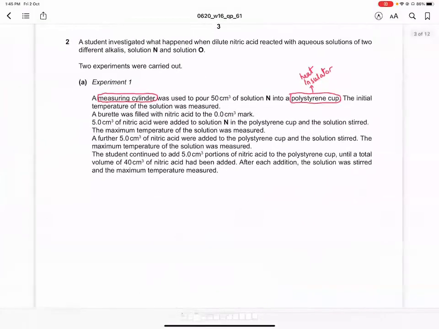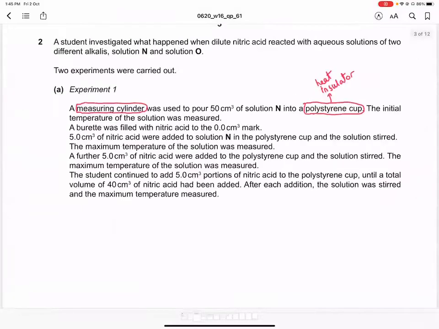Okay, question 2 is investigated. What happened when dilute nitric acid reacted with aqueous solution of 2 different alkalis, solution N and solution O, okay? 2 different alkalis, take care, N and O. It's not the same alkali with different concentration, they are 2 different alkalis from the start. And in an experiment that involves reacting alkalis with acids, mainly titration, he's using a measuring cylinder. That's immediately an inaccuracy. Okay, this is an inaccuracy. You don't use measuring cylinder in experiments where you need to get accurate results. So he is using a measuring cylinder. This is the first inaccuracy.